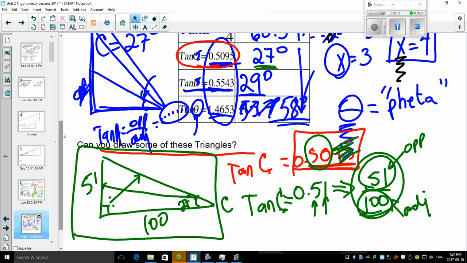So watch this podcast a couple times. I know it's a long podcast, but watch it a couple times so you really know how to do the tan minus 1 function on your calculator.